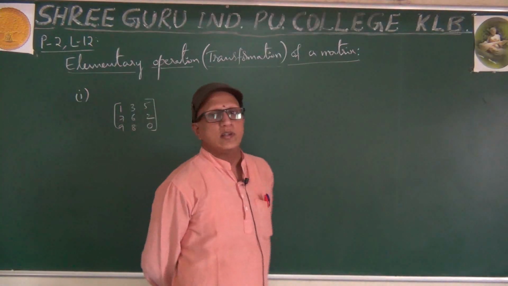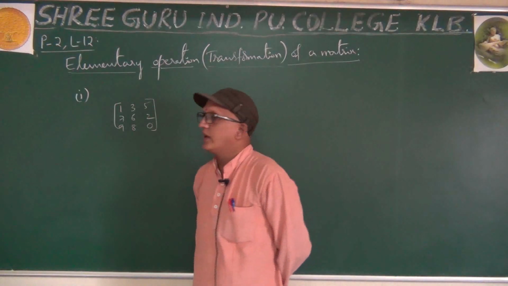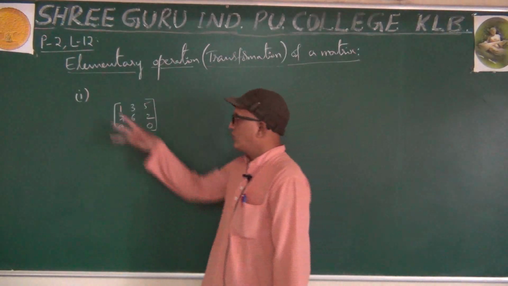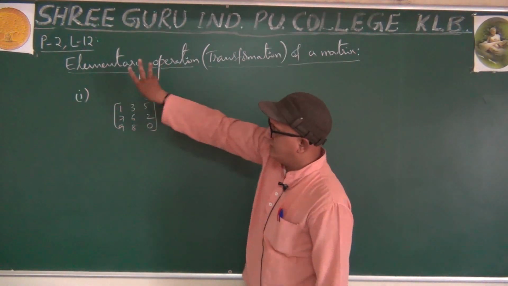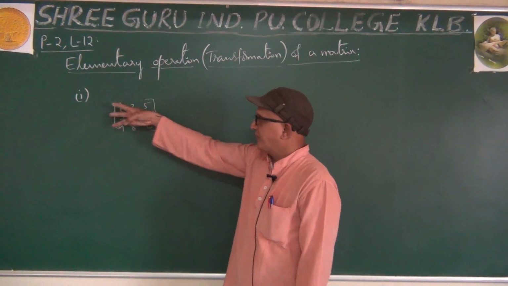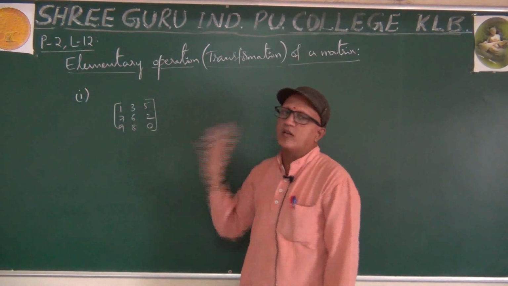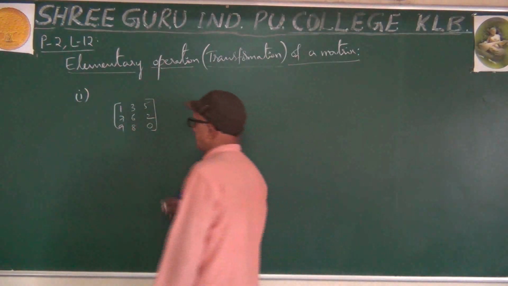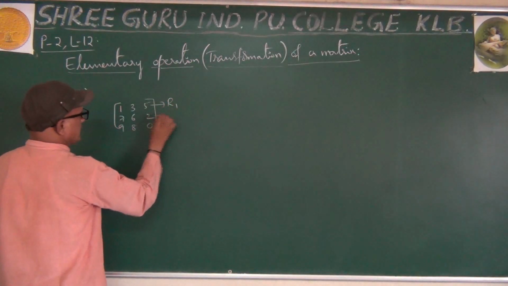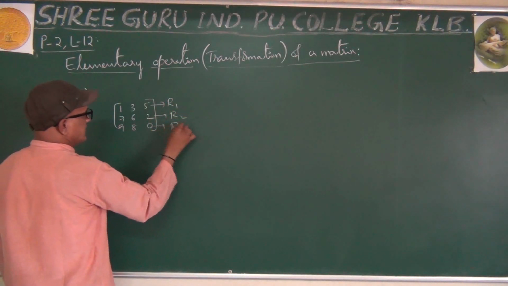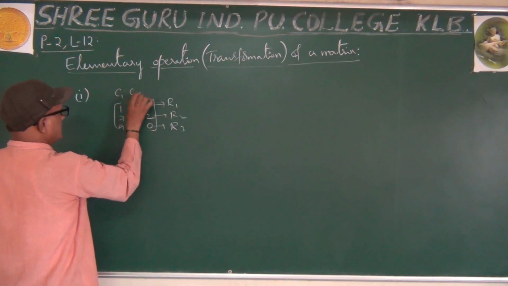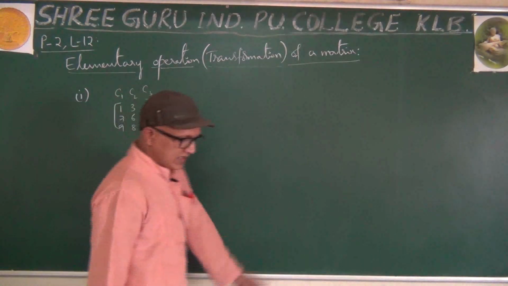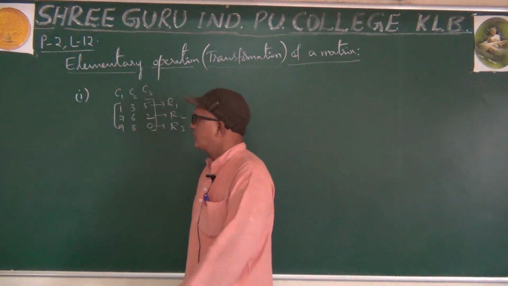In the first class itself I told you something very important: which is a row and which is a column. Three rows are there, three columns are there. These are the rows, these are the columns. This is the first row, this is the second row, this is the third. This is the first column, second column, third. Clear? What is the first property, the first rule?